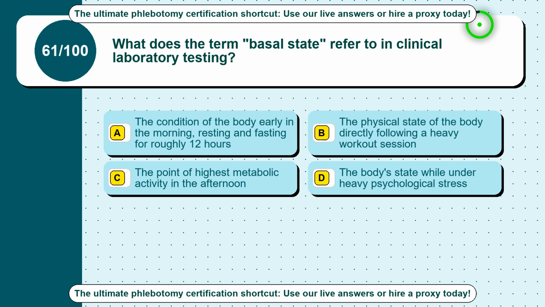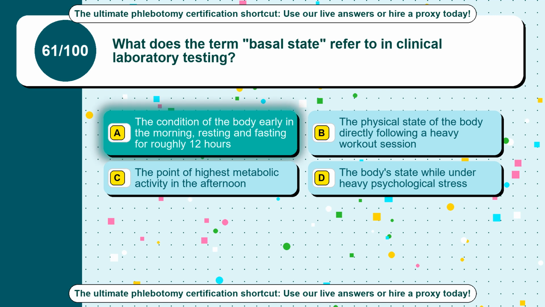Question 61. What does the term basal state refer to in clinical laboratory testing? Option A. The condition of the body early in the morning, resting and fasting for roughly 12 hours. Option B. The physical state of the body directly following a heavy workout session. Option C. The point of highest metabolic activity in the afternoon. Option D. The body's state while under heavy psychological stress. The correct answer is option A. The condition of the body early in the morning, resting and fasting for roughly 12 hours.